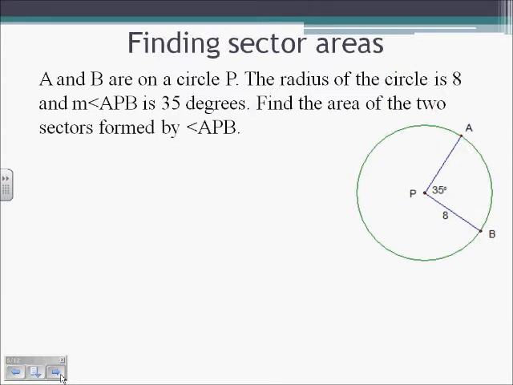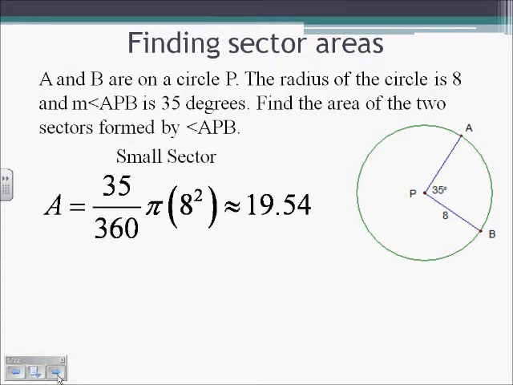A and B are on a circle P. The radius of the circle is 8, and the measure of angle APB is 35 degrees. Find the area of the two sectors formed by angle APB. If we start with the smaller sector, we know that the angle there is going to be equal to our arc measure, which is going to be 35 degrees. So we're going to have 35 over 360 times our pi r squared, or times pi times 8 squared, which is going to be approximately 19.54.